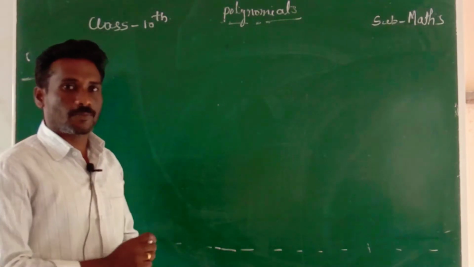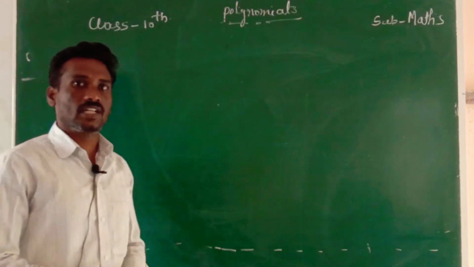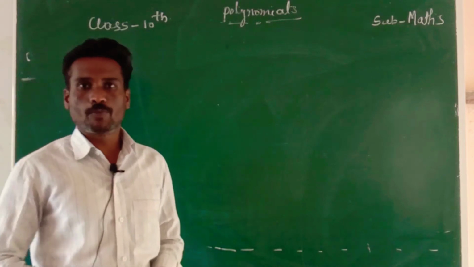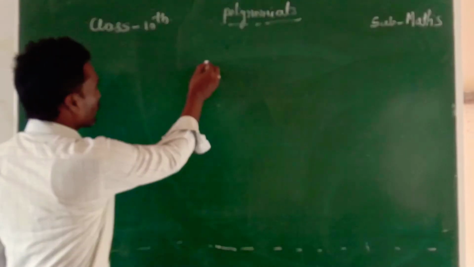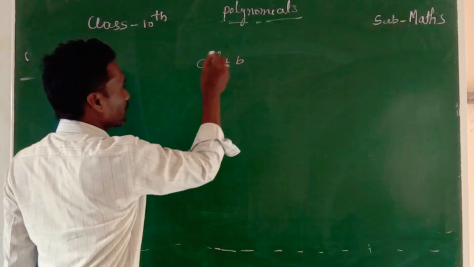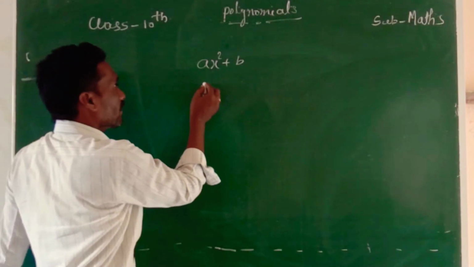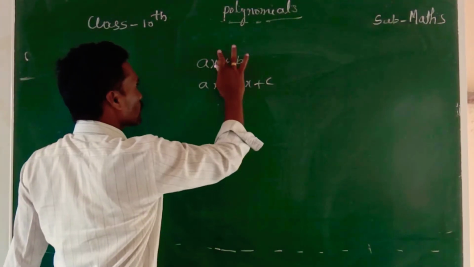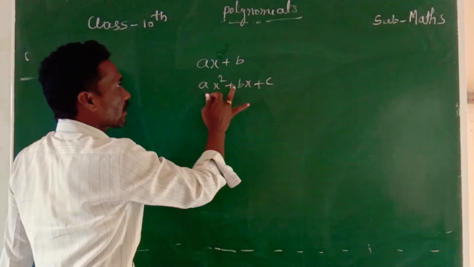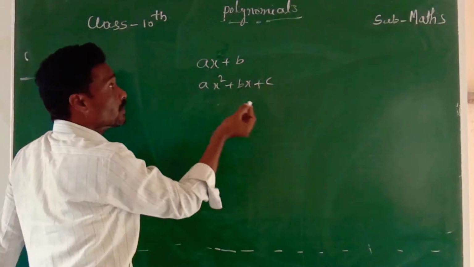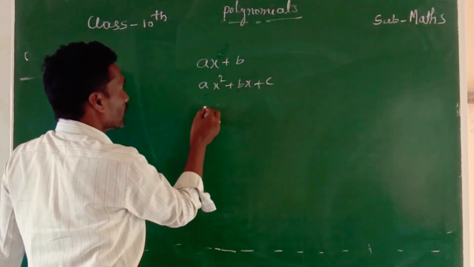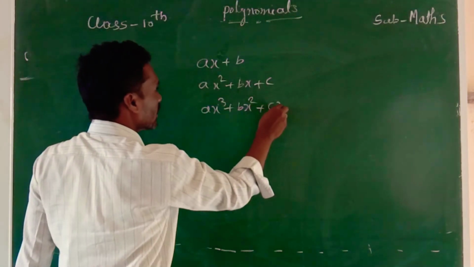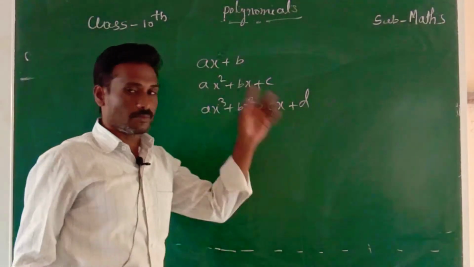In the previous class, in polynomials, we came to know about the linear polynomial, quadratic polynomial and cubic polynomial. The general form of the linear polynomial is ax plus b. The general form of the quadratic polynomial is ax square plus bx plus c. The cubic polynomial has the general form ax cube plus bx square plus cx plus d. These all things we came to know.